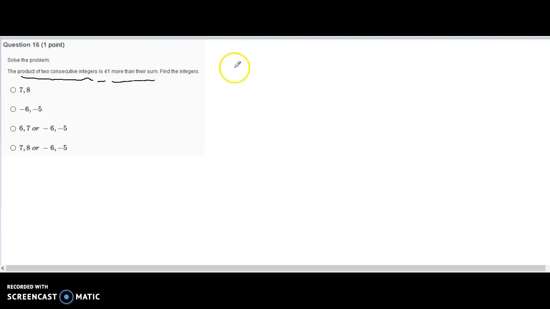Since we don't know what they are, we can call one of them x, and then the second one is just 1 away from x, so it's x plus 1. You could also do x and x minus 1. That would still represent two integers that are 1 apart. In this case, x is the lower of the two and x plus 1 is the higher of the two. So the product of two consecutive integers would be multiply those together.